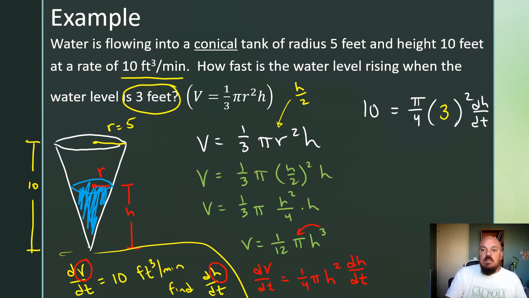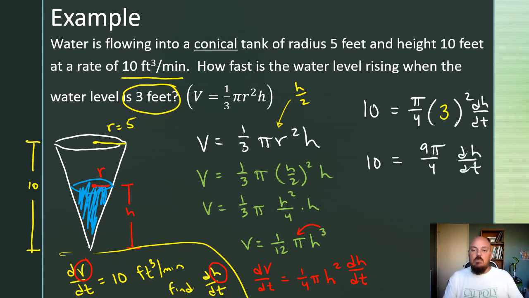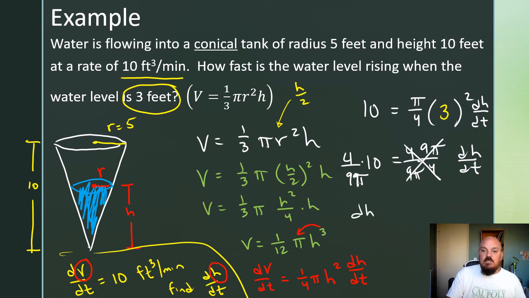So what I get is 3 squared would be 9, so I would have 10 equals 9 pi over 4 dh/dt. And then to finish solving, if I want to cancel out 9 pi over 4, I'm going to multiply by reciprocals. I'm going to multiply by 4 over 9 pi to cancel that. And for my final answer, dh/dt ends up being 40 over 9 pi. And that would be in, let's see, it's height, so that would be in feet per minute.